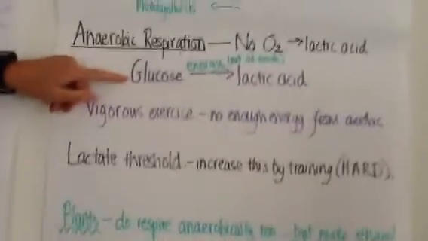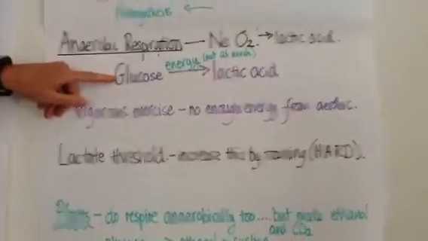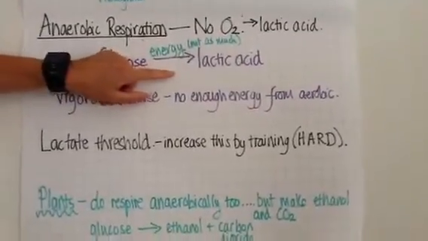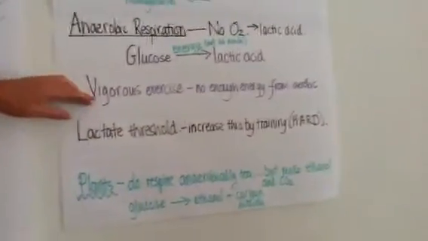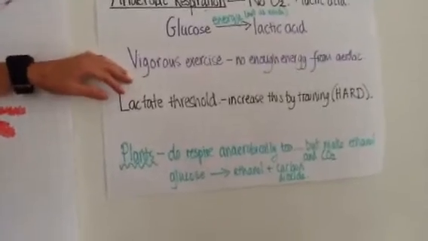So now my body's using glucose. It hasn't got enough oxygen. There's no oxygen. It's breaking down the glucose to make some lactic acid. I'm on 109, 110. So I'm quite good. If you do vigorous exercise, you've not got enough energy, so you have to respire anaerobically as well as aerobically.